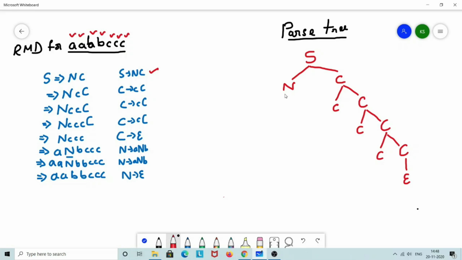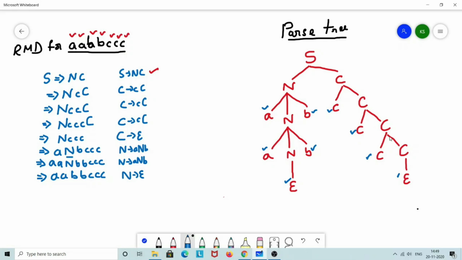Okay, then N was substituted to A, another non-terminal N followed by B. This N again was substituted as A, N, B, and finally this non-terminal N was replaced with epsilon. Okay, so if you observe, all the leaves are terminals, right? So these are the leaves which are terminals, and the intermediate nodes are the non-terminals that appeared in the derivation of the string, right? And the root node will always be the starting non-terminal, right? So this is about writing a parse tree for the derived string, right?